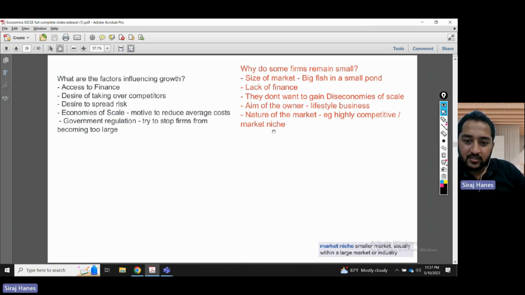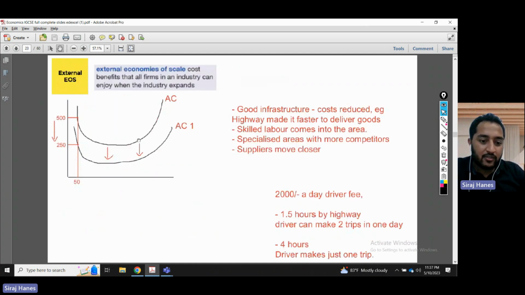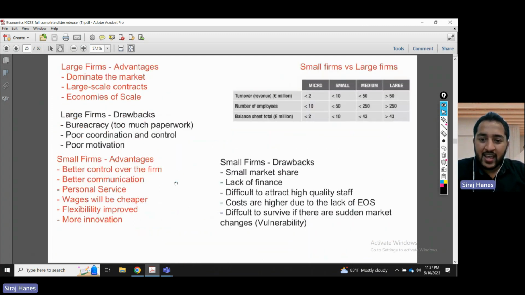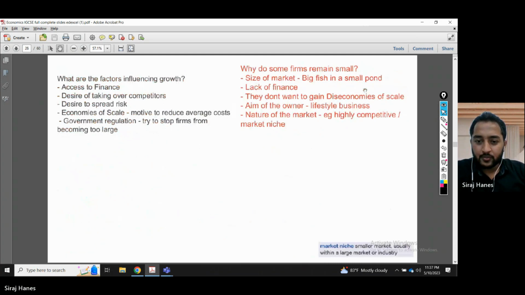Lack of finance. Maybe you don't have the money to grow. Maybe you're afraid. Now, we learned economies of scale, but we also learned diseconomies of scale. They're afraid that if you grow too much, the average cost can start to rise and they'll gain diseconomies of scale. As a result, you don't want to grow. Maybe it's just the aim of the owner.